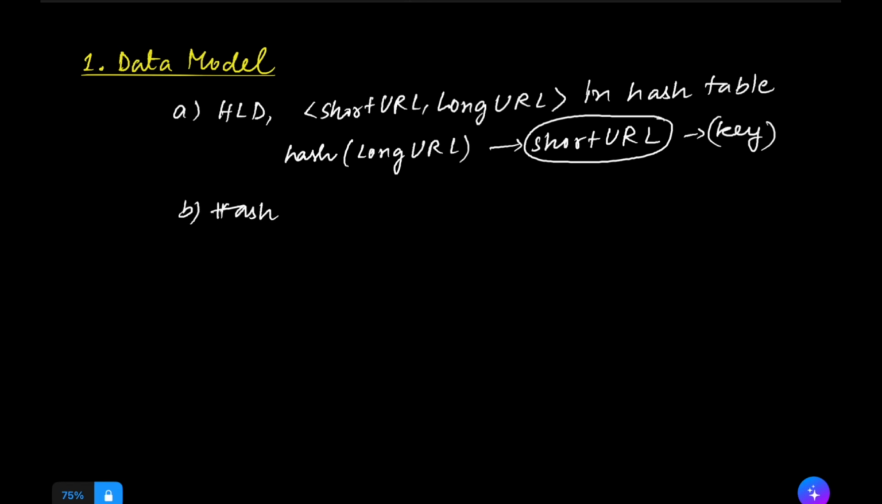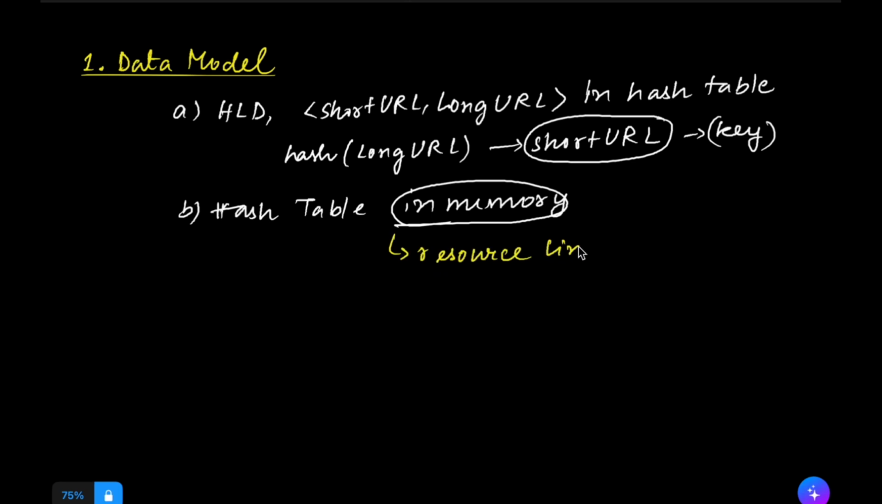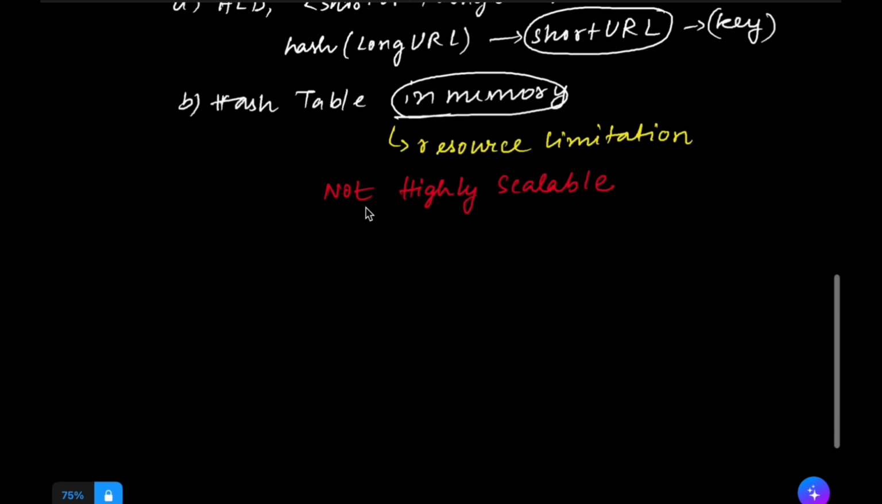Hash table in memory, and thus due to resource limitation, it is not highly scalable. To increase the memory size, it incurs a huge amount of cost, so this is not highly scalable. So rather what we can use is, when things are not working in memory, then we move to disk. As you know, this is our basic fundamental rule.